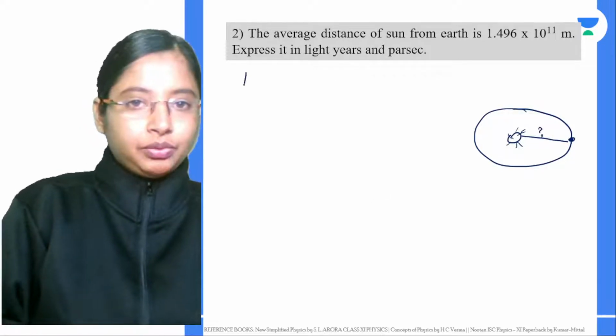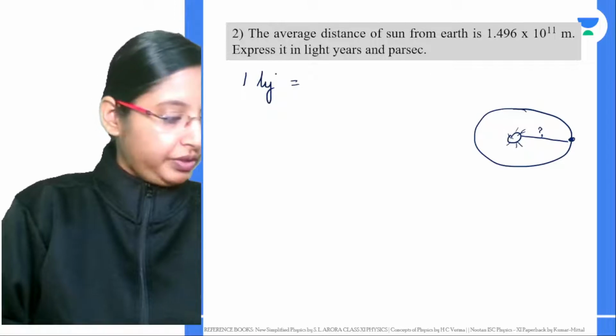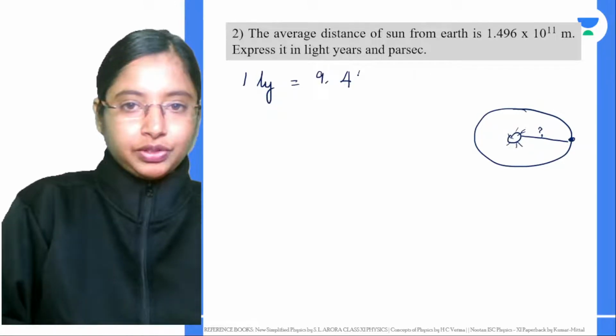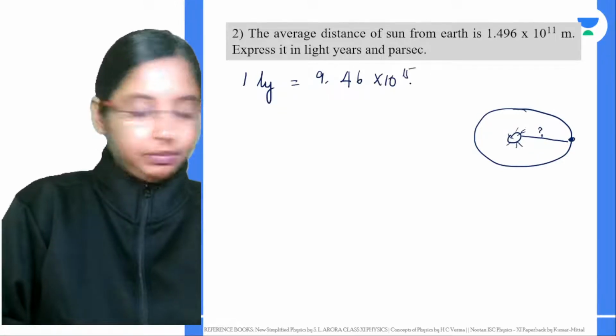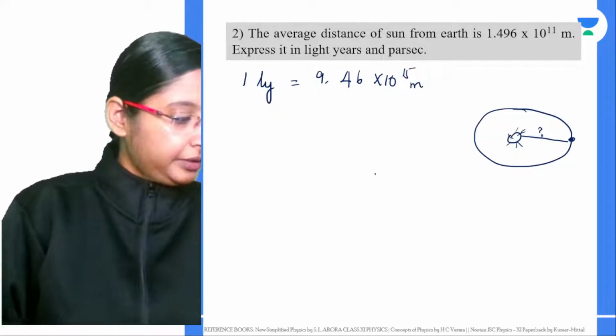Right? So here, 1 light year is what we just saw. It is 9.46 into 10 to the power of 15 meters. That's 1 light year. Okay.